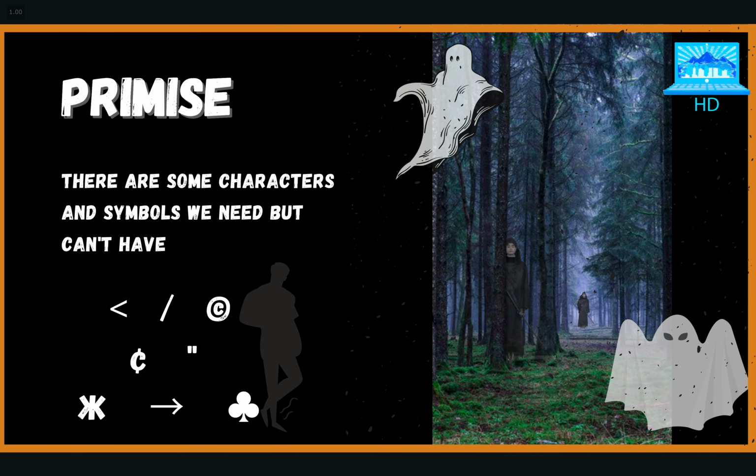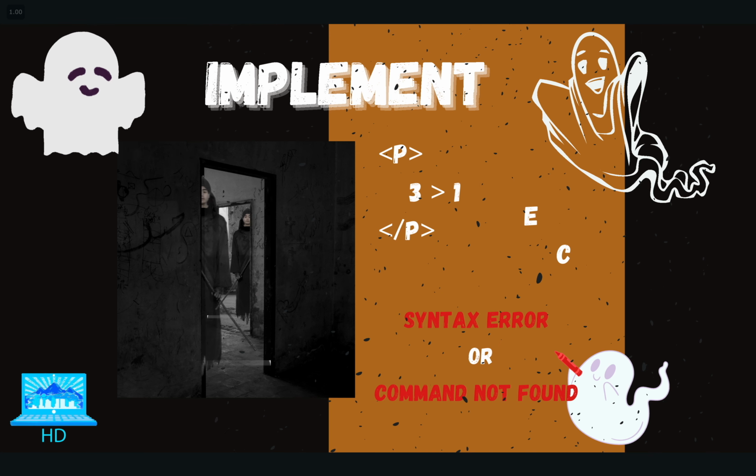So here is the premise. There are some characters and symbols inside of coding that you may need to use inside of your projects, but you can't really use them because they might give you an error, or they might not even exist on your keyboard. Some of them include the greater than and less than signs, slash, the copyright, money sign, even a quote, because quotes are symbolizing strings, and some other symbols that you may not have access to as well. And these are some of the characters that you can't use unless you do them a certain way. If you try to use them, you might get a syntax error or a command not found.